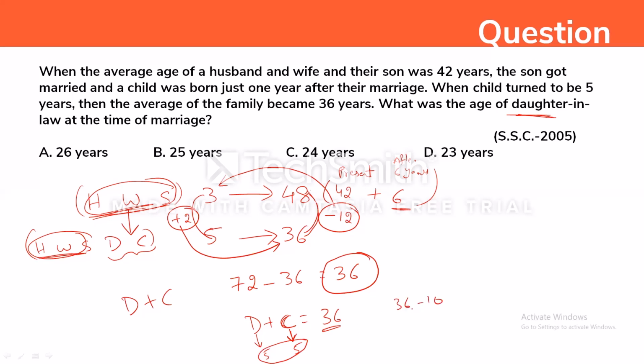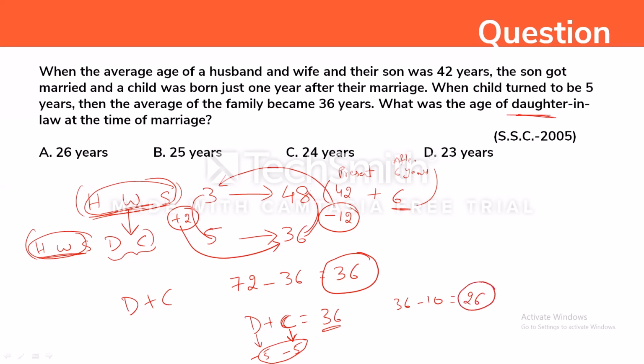Why? Because at the time of marriage, of course, the child would not have been born. So we need to decrease the age of the child. When we are decreasing the age of the child, of course, we need to take back the daughter-in-law's age also. That's the reason we are decreasing minus 5 and minus 5 from the daughter-in-law's age and the child's age. So 36 minus 10 gives you 26.